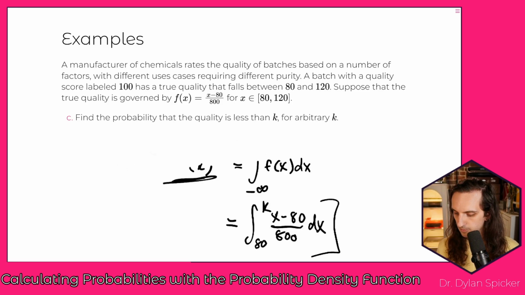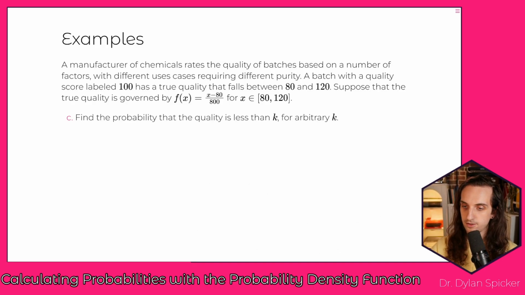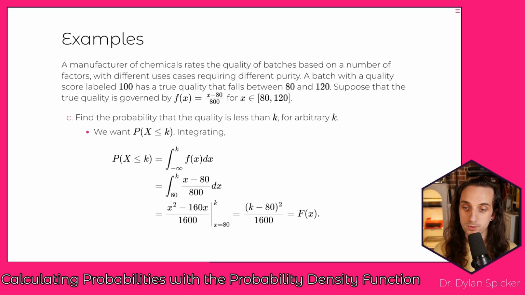Walking through that again: we want the probability that the quality is less than k for an arbitrary k. So we take the integral from negative infinity up to k of our density function. It simplifies down to the integral between 80 and k of the PDF plugged in. That gives us (x squared minus 160x) over 1600 evaluated between 80 and k. If you simplify that down, you get (k minus 80) squared divided by 1600.